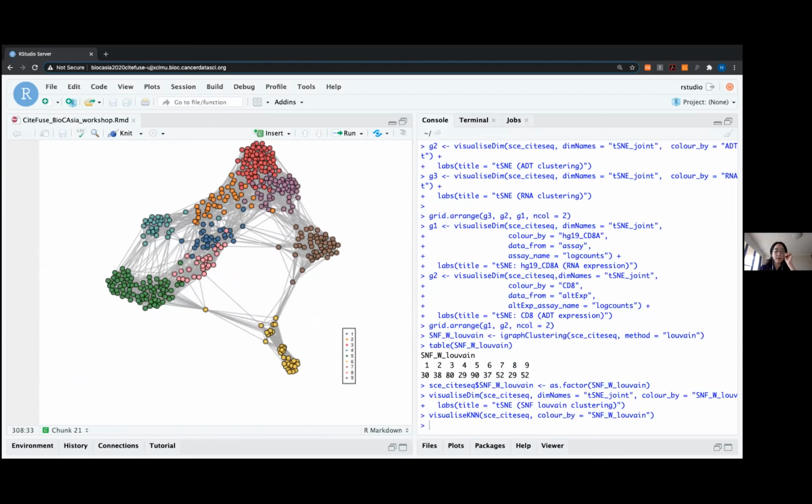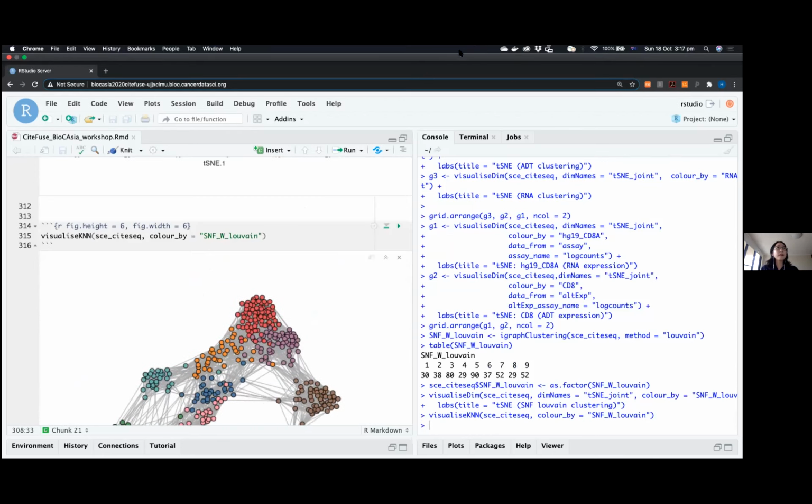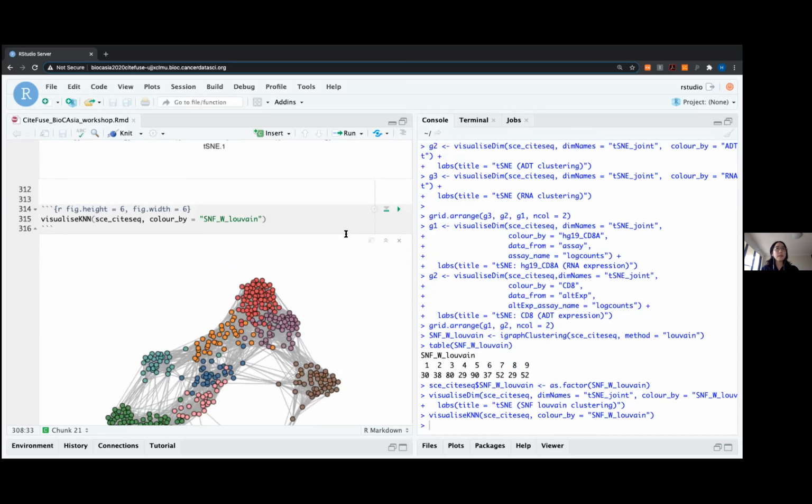Okay. So this is everything up to the pre-processing, integration, and the clustering that's performed in CiteFuse. So unless we have any questions, we'll move on to the next section of the workshop.